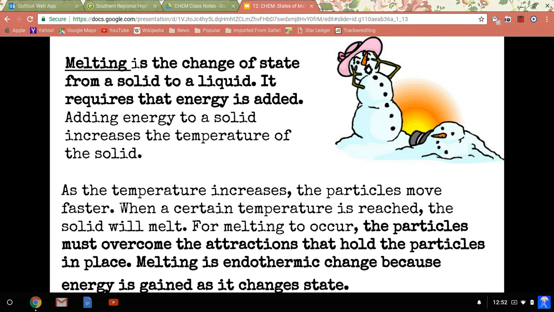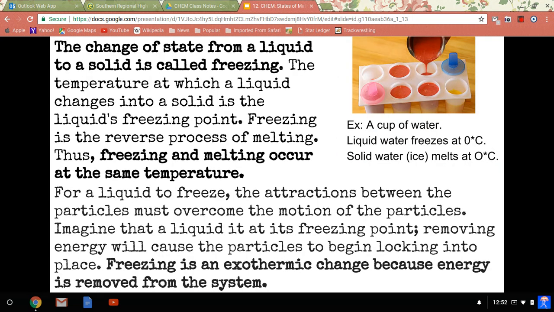So endothermic process, you can say ice cream melting, a snowman melting, anything like that would be a great example. Up next, our next phase change is freezing. Freezing is the temperature at which a liquid changes into a solid. Each type of liquid has a different freezing point.